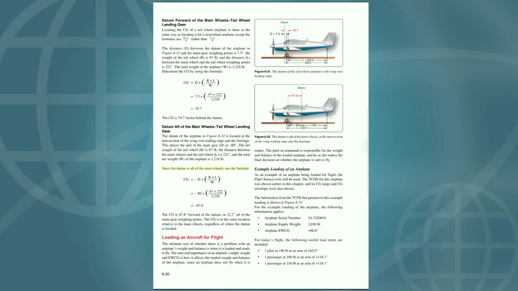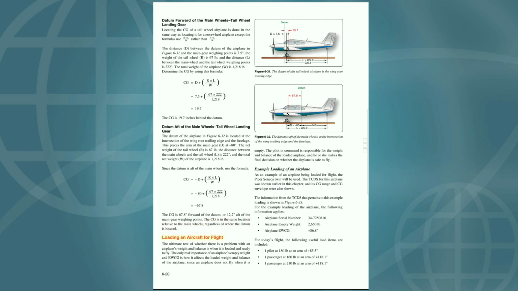Since the datum is after the main wheels, use the formula CG equals R times L divided by W, plus D. 67 times 222 divided by 1,218, plus -80, equals -67.8. The CG is 67.8 forward of the datum, or 12.2 after the main gear weighing points. The CG is in the same location relative to the main wheels, regardless of where the datum is located.